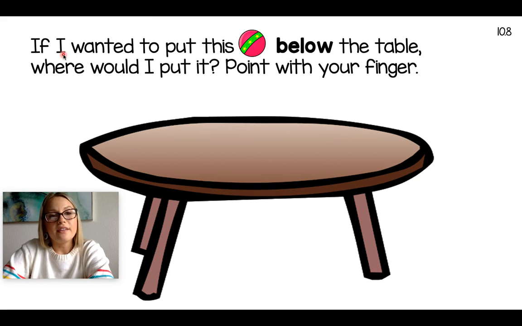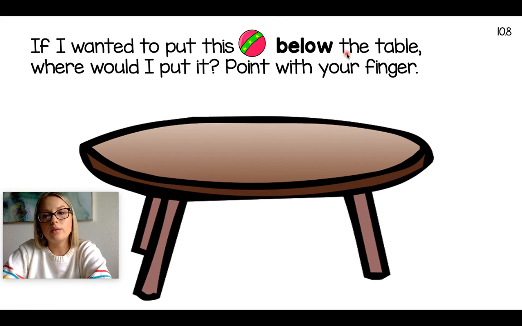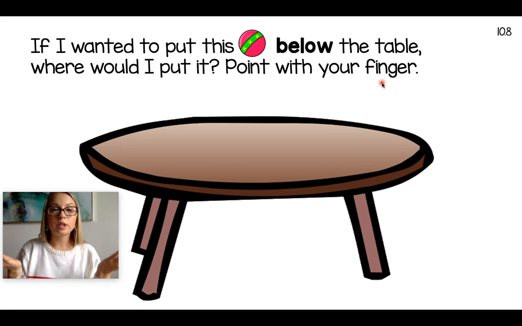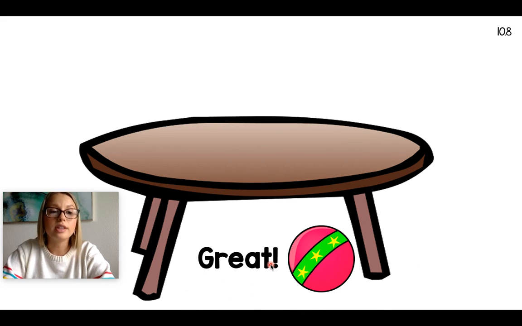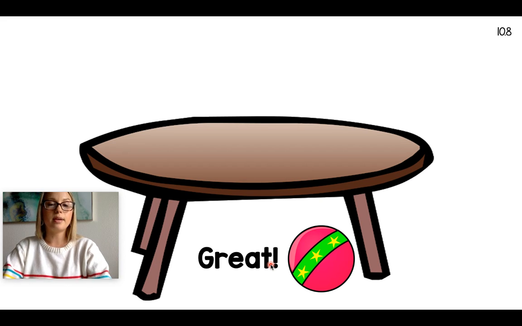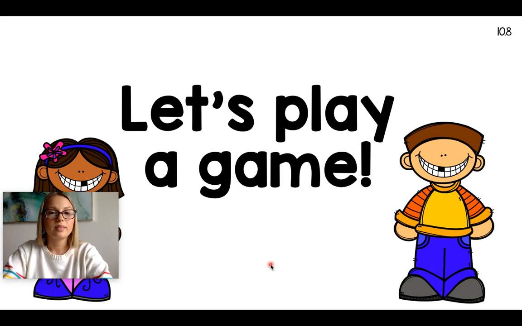Next direction. If I wanted to put this ball below the table, where would I put it? Point with your finger. Where would I put the ball if I wanted to put it below the table? Great. Below means underneath. So the ball is below the table because it is underneath the table. Good job.